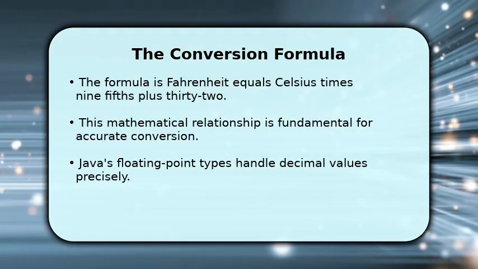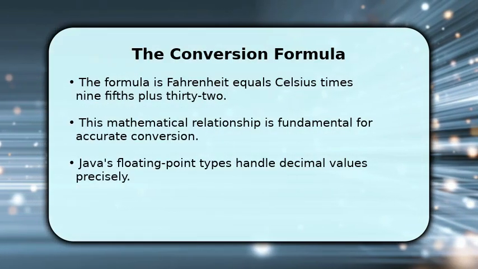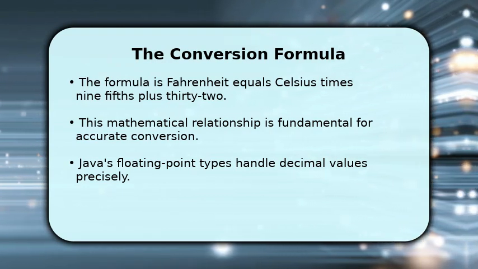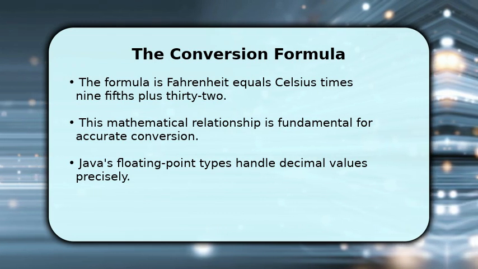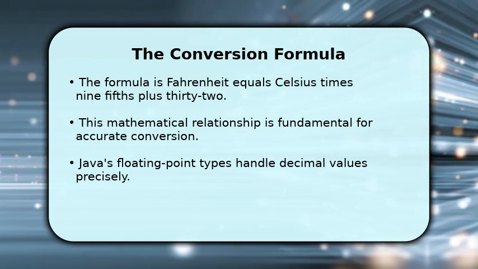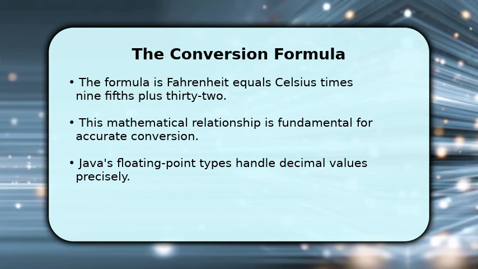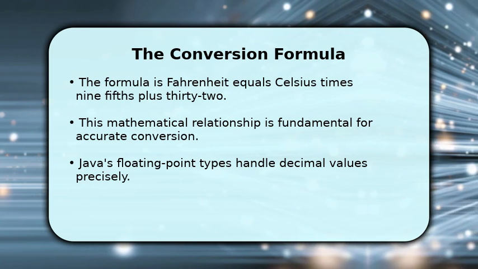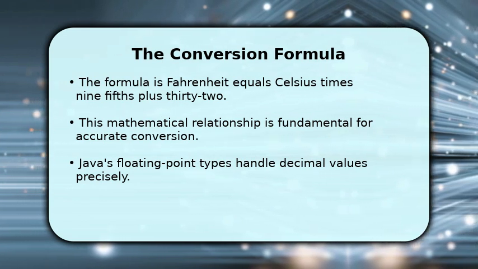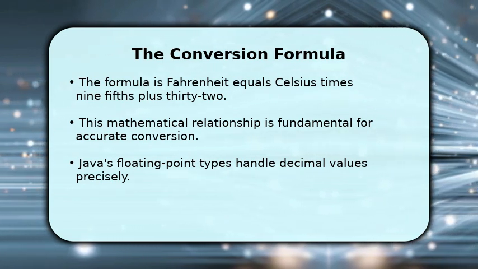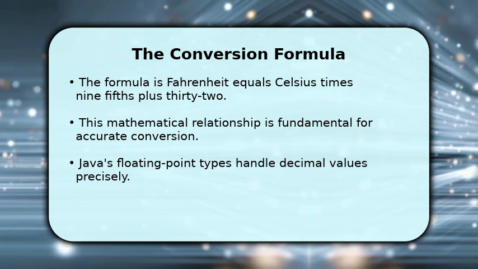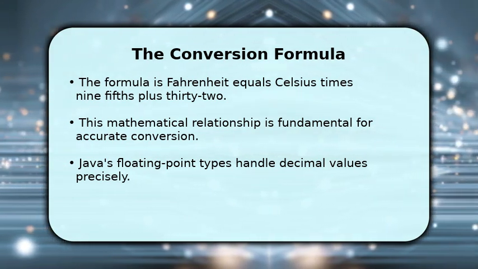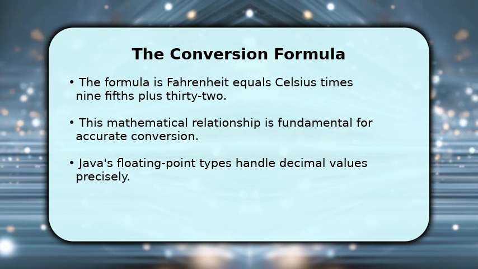The essential formula for converting Celsius to Fahrenheit is straightforward. Fahrenheit equals Celsius multiplied by 9/5, then add 32. This precise mathematical relationship ensures accurate temperature conversion every time. In Java, using floating point data types like double is crucial for handling the decimal values involved in this calculation, guaranteeing precision in your results. Understanding this formula is your first step.